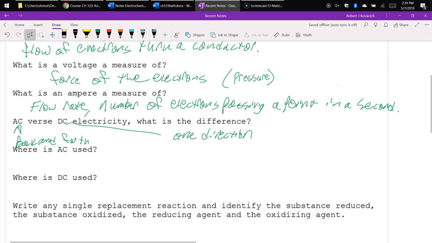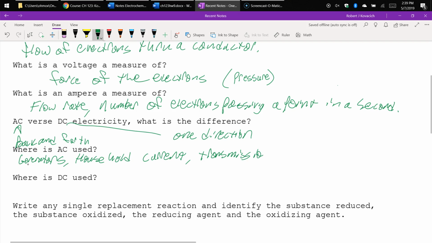Where's AC used? Generators. All the power lines, those are all alternating current. The electricity running through your house, through businesses, through the school, that's all alternating current. Your car produces alternating current and then converts it into direct current.